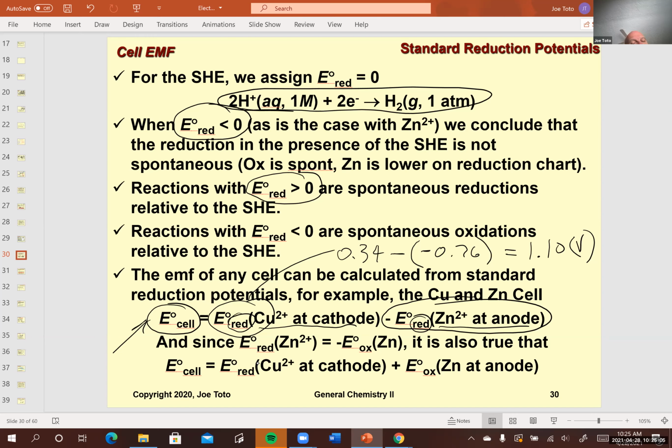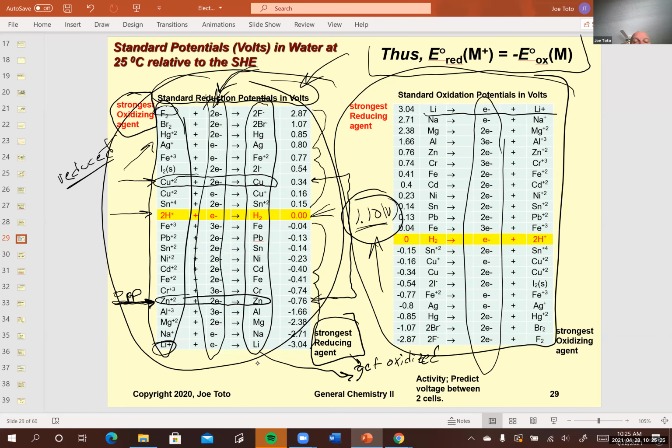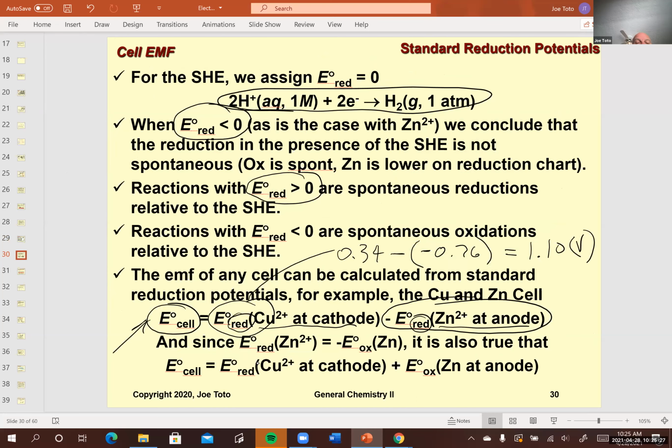I don't have to use the equation. I can just look at the chart like we did and say, oh, well, that guy's 0.34 above the standard. That's minus 0.76 below. So the difference is 1.10. But you'll often see this equation in the textbook. And so I wanted you to know how to use it and where it came from. And you can always check it with just eyeballing the chart.